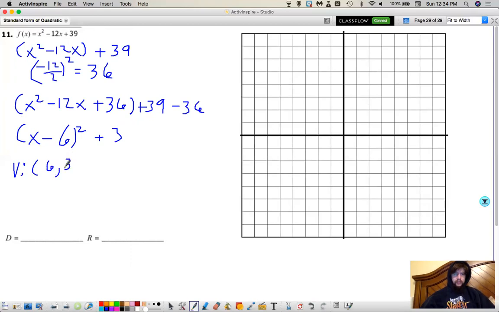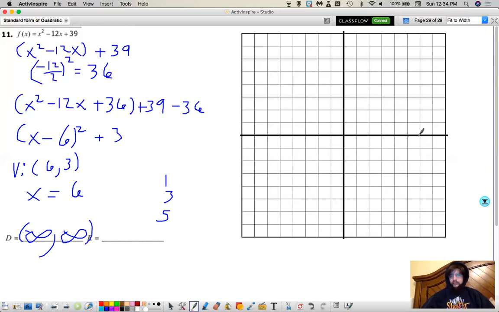My vertex, 6, 3. Axis of symmetry is x equals 6. A is 1, so I just use 1, 3, 5. Don't even have to look at it. Domain's all real numbers because it's quadratic. It's a polynomial. Domain's all real numbers. Plot your vertex. 6, 3. Go right one up. A times the odds. And there we go.